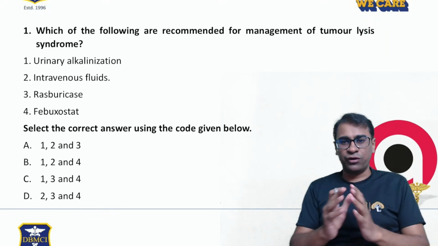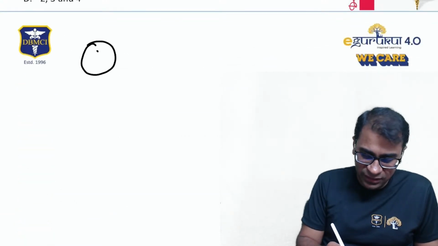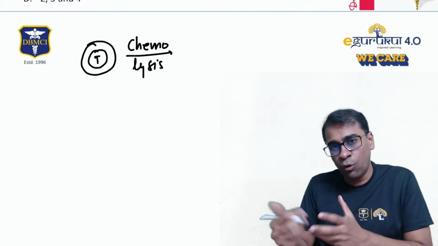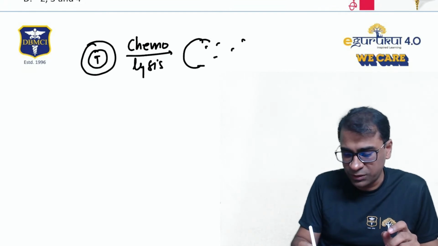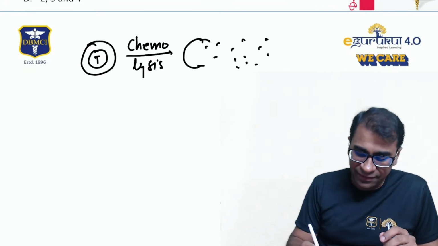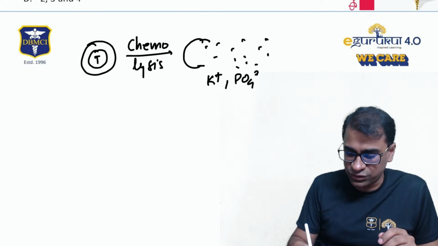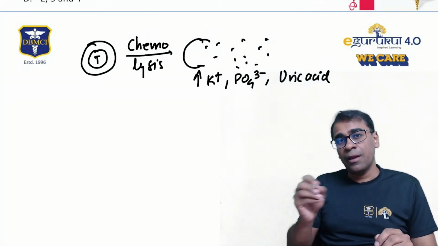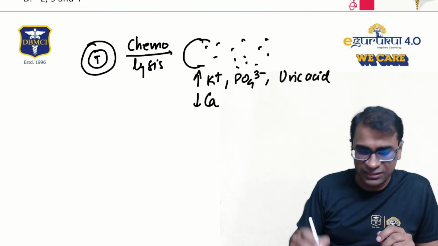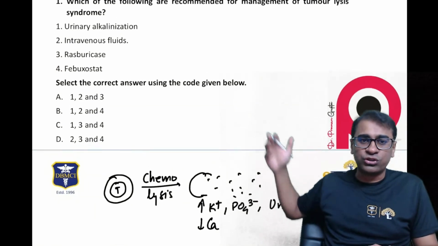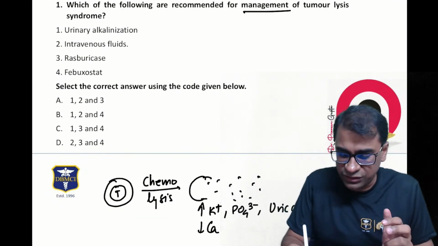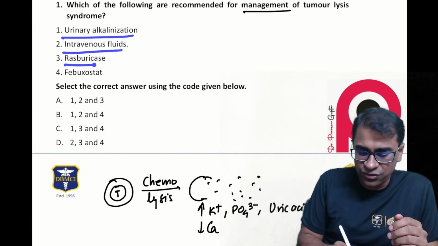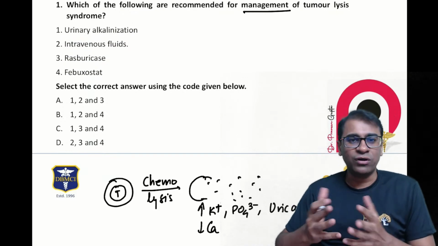In tumor lysis syndrome, when you induce chemotherapy, the tumor cells show lysis. What comes out from the lysed tumor cells are all the intracellular ions, like potassium, phosphate, and also uric acid. Therefore all these things increase. Because phosphate increases, there should be a decrease of calcium also. If you look at this question again, it asks what you would give for the management of tumor lysis syndrome. The options are alkalinization, IV fluids, rasburicase, and febuxostat. So what is your answer?